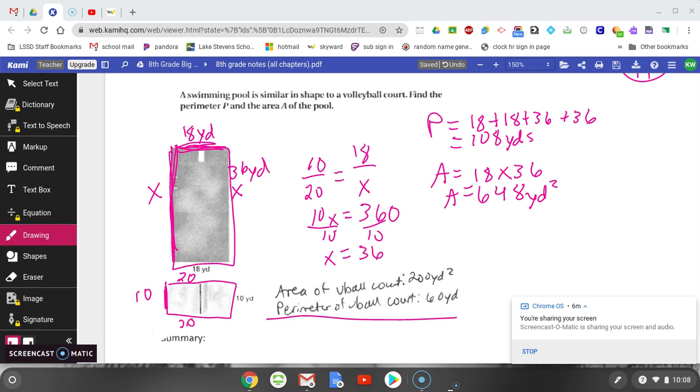Area, remember, you always want to make sure that you are squaring what the label is. So yards or feet or whatever needs to be squared. So I found the area and the perimeter. All right, so take what we've learned and go ahead and write your summary about area and perimeter of similar figures.